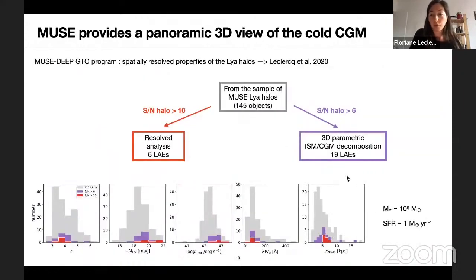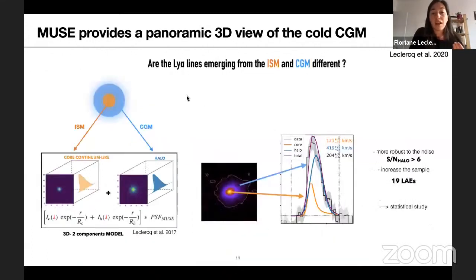And now I want to talk about this 3D decomposition of the Lyman alpha halos. For this, we were able to increase the sample, but we have to ask a simpler question, which is, are the Lyman alpha lines emerging from the ISM and the CGM the same? Are they different? I won't go too much into the details about the decomposition, but it's a 3D 2-component model, which enables us to really disentangle the line emerging from the ISM and from the CGM. And with this sample of 19 objects, we were able to carry out a statistical study.